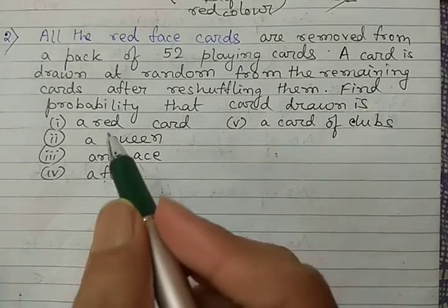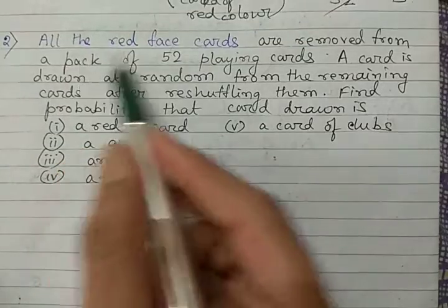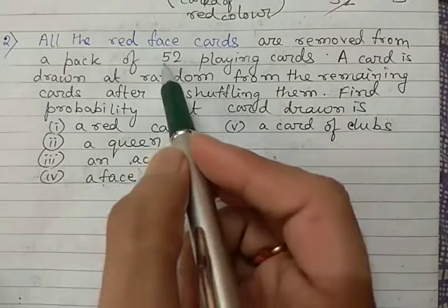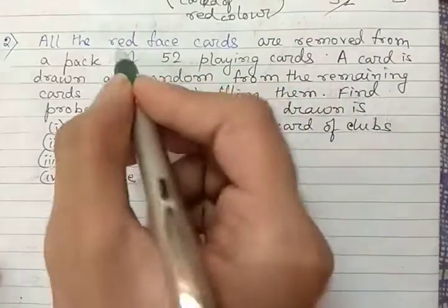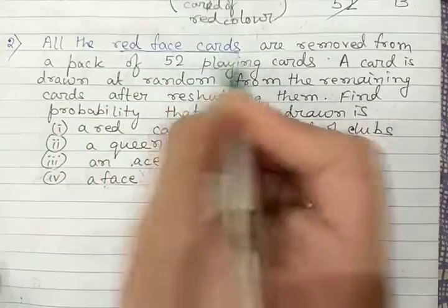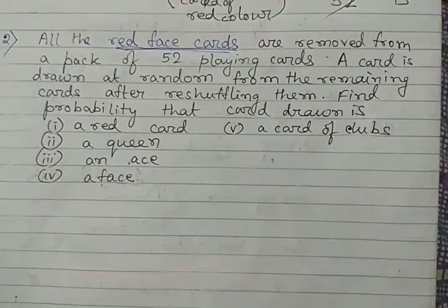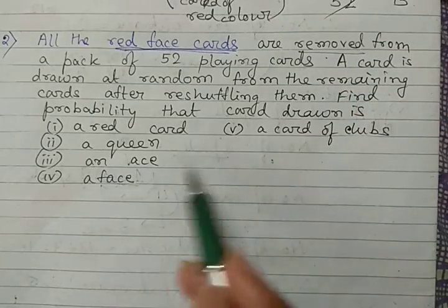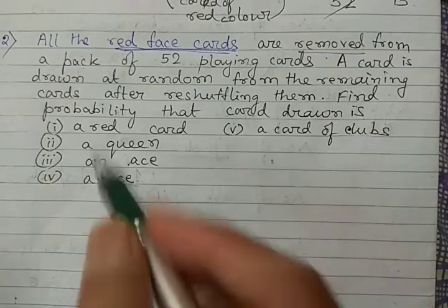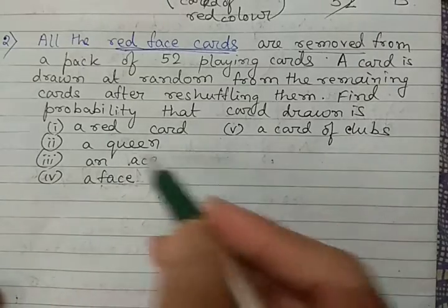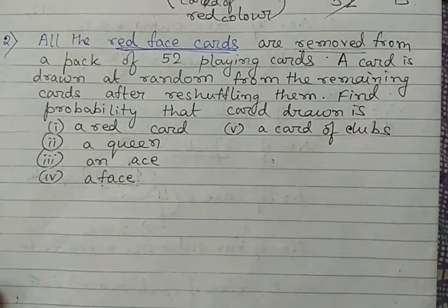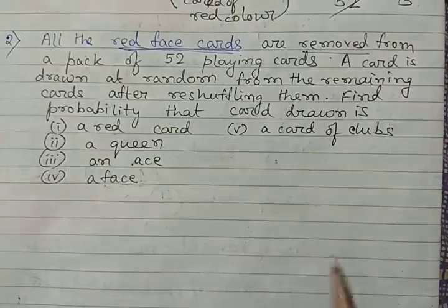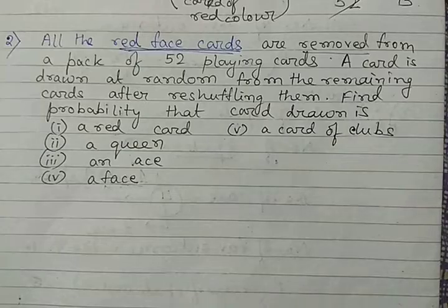So the next sum which came in ICSE was: all red face cards are removed from a pack of 52 playing cards. That means all the red face cards were removed. Now a card was drawn at random. Now we have to find, given these conditions, the probability of getting a red card, a queen, an ace, a face card, or a card of clubs. So first let us remove the red face cards from the 52 playing cards.